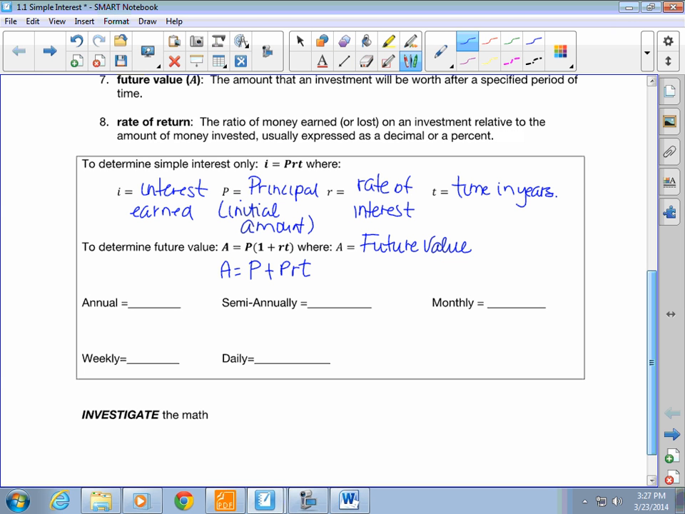So it's your original principal plus the interest that you've earned on it. Some other terms that you're going to come across in this unit is when they're talking about compound periods, or how often interest is applied.